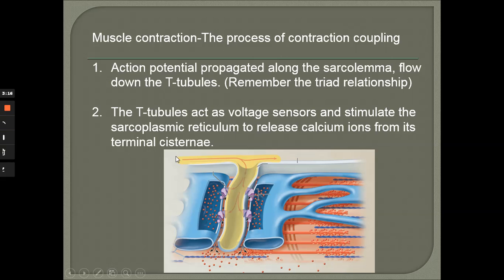So as that depolarization event flows down the T-tubules, what it does is that it stimulates that sarcoplasmic reticulum to release calcium ions from the terminal cisternae. Okay? So you can imagine that depolarization event going down, where it's shown yellow on there, stimulating, opening up ion channels, and allowing for the calcium ions to rush out into the muscle fiber. Okay, we're going to basically follow those calcium ions.